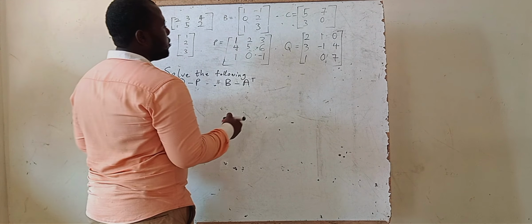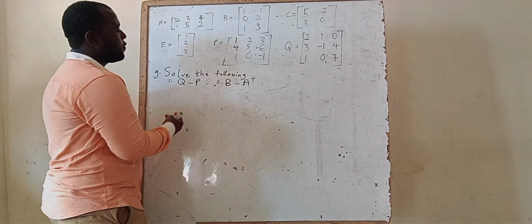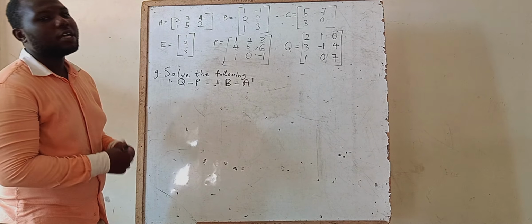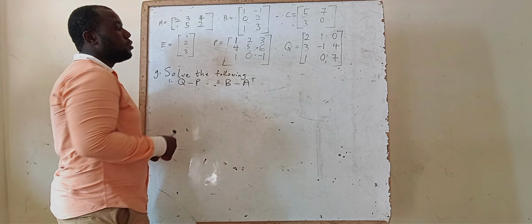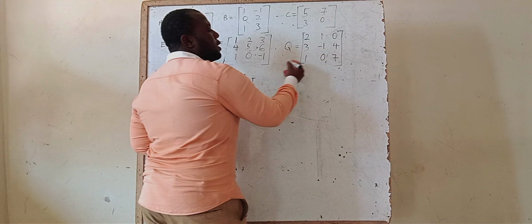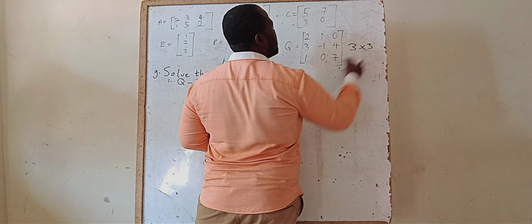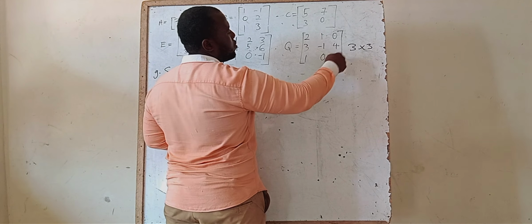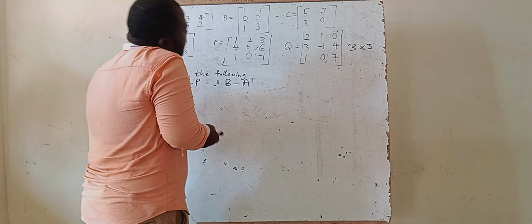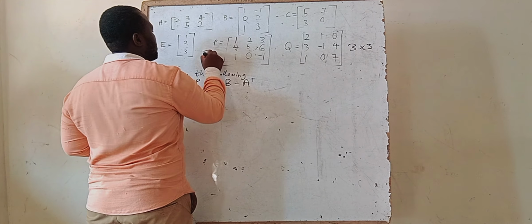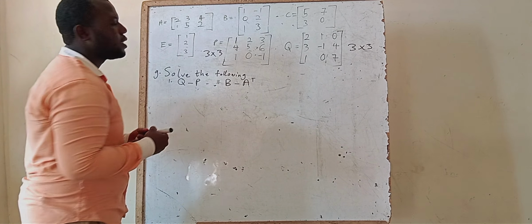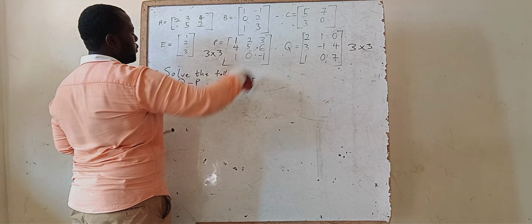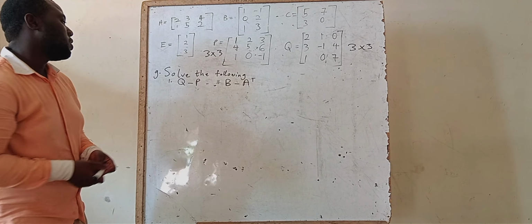So we have this question where we are to find Q minus P. First, let's check whether Q and P have the same dimension. Q's dimension will be 3 by 3, since it has 3 rows, 1, 2, 3, and 3 columns, 1, 2, 3. Let's also check for P. P will also be 3 by 3 because it has 3 rows and 3 columns. Hence, subtraction is possible.